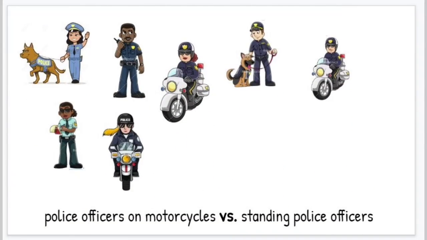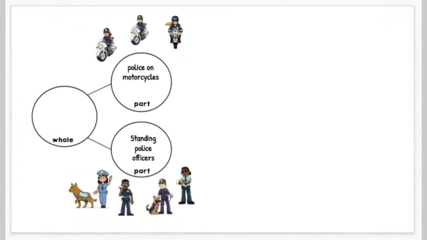This time, how about we group the police officers on motorcycles versus police officers who are just standing? Okay, can you spy with your eyes how many police officers are on motorcycles versus how many are standing? Okay, here they are. There are 3 police officers on motorcycles, and there are 4 who are not on motorcycles or just standing.